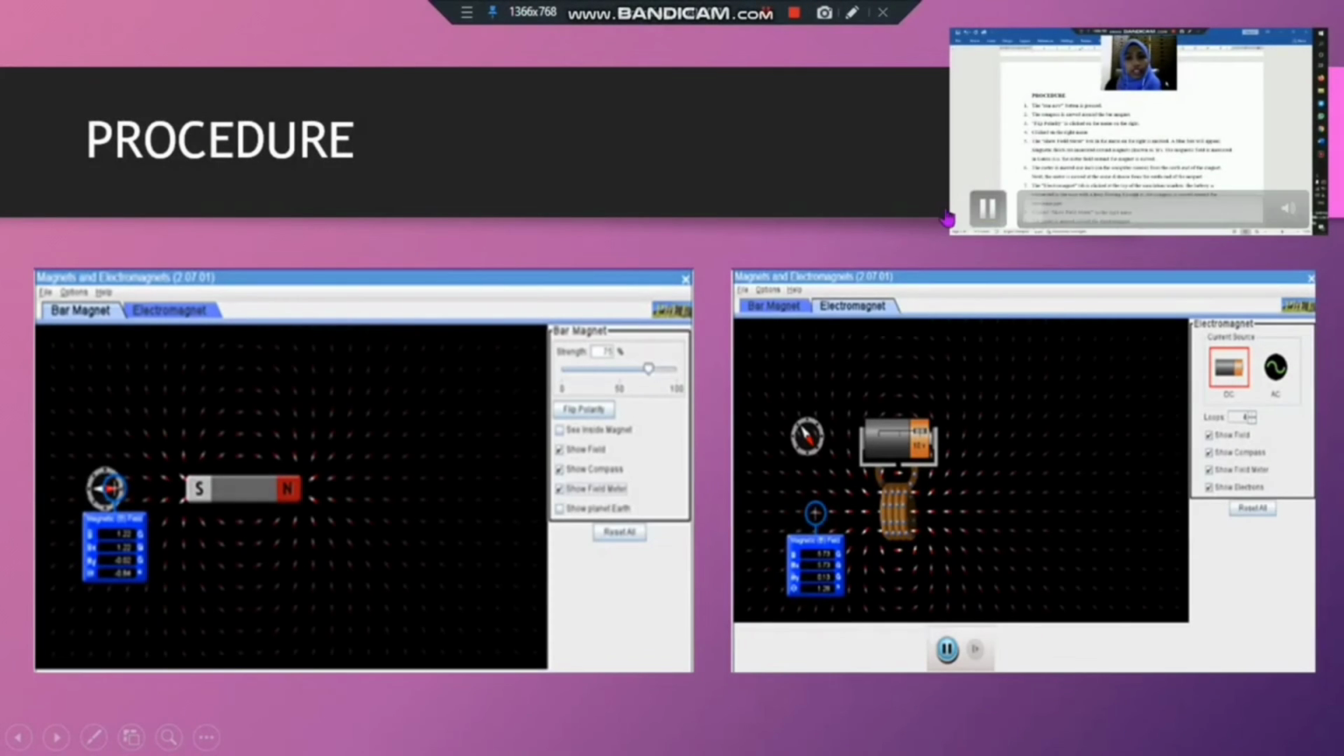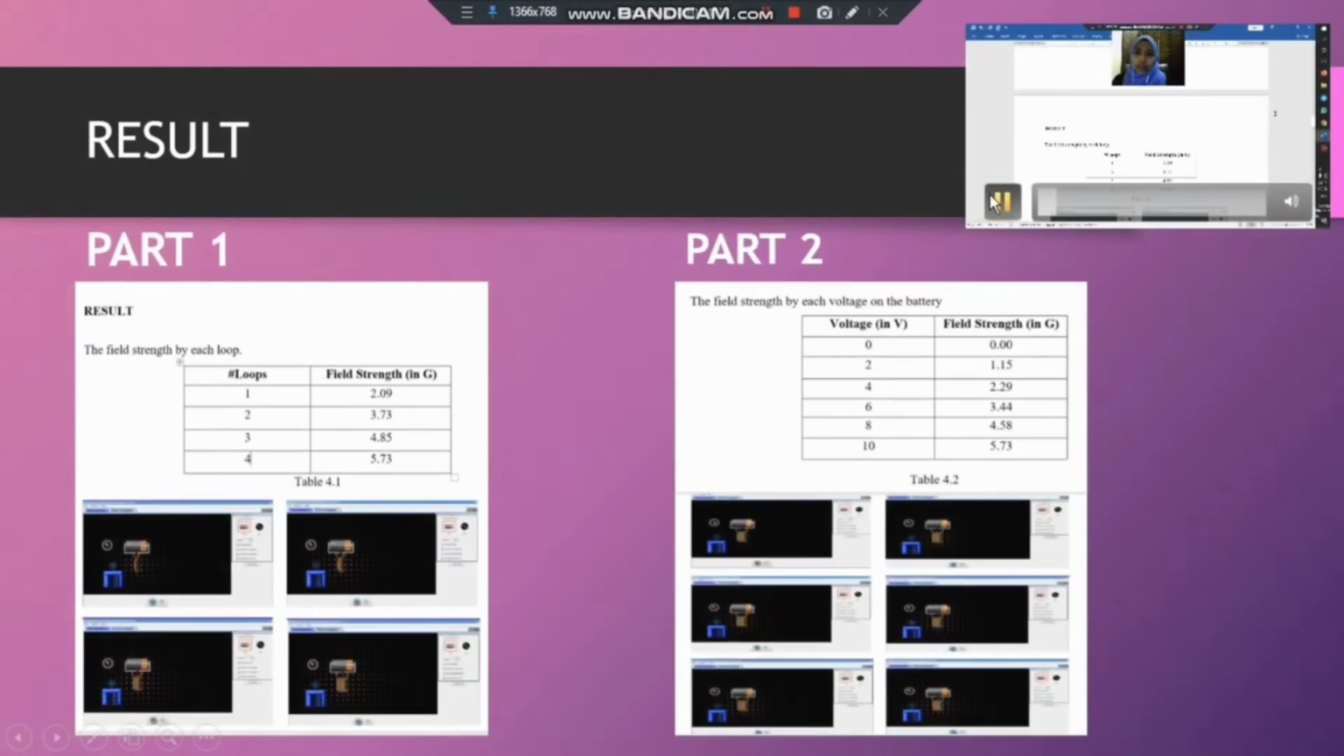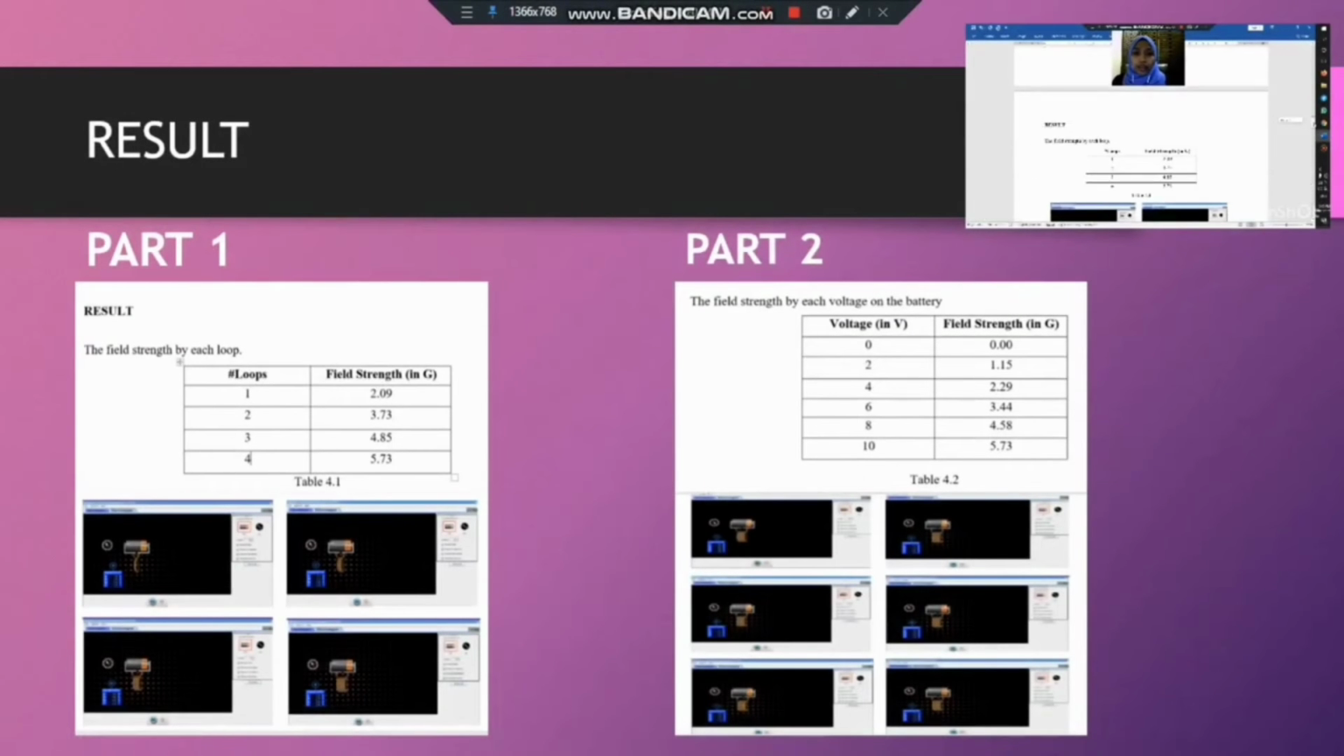Today I will present to you about the magnetism experiment in PHY 150. The procedure is very simple. We just follow the steps and see the results come out, and we identify the results and get the answers to the questions from this experiment. Now I will explain the results that I got from this experiment.